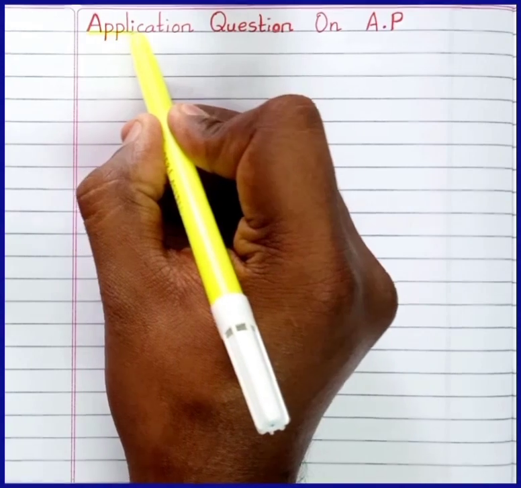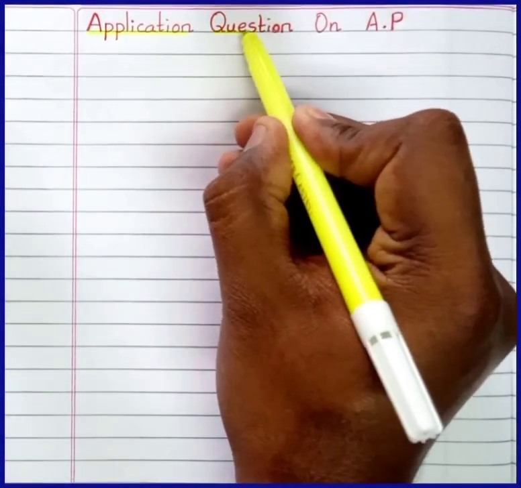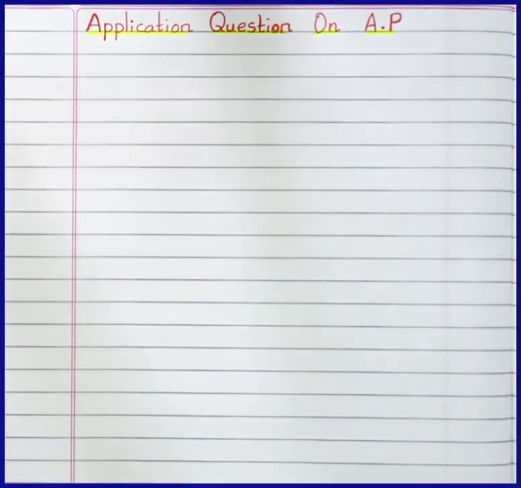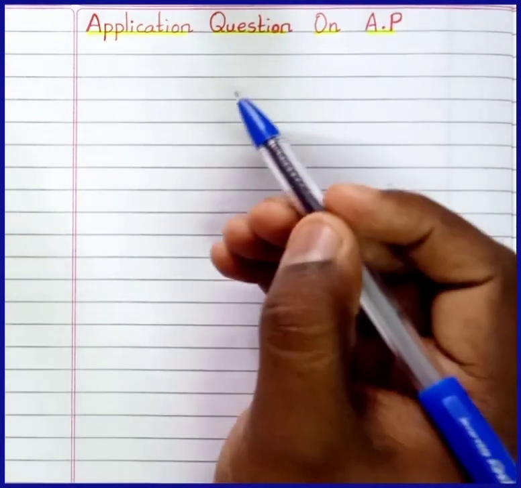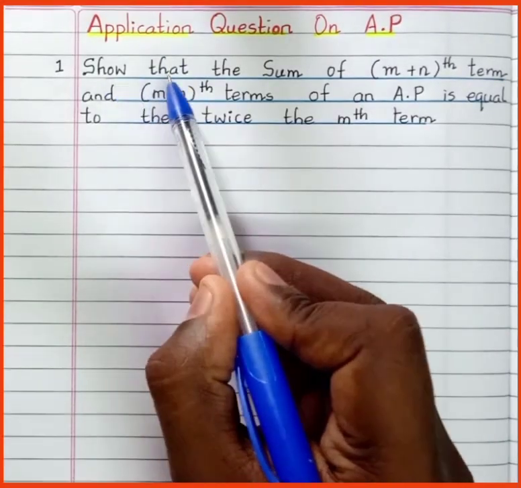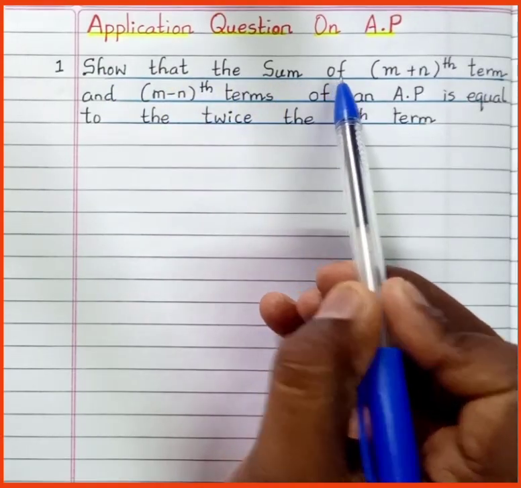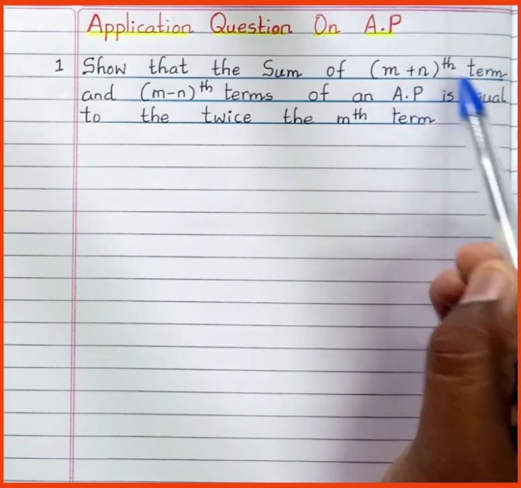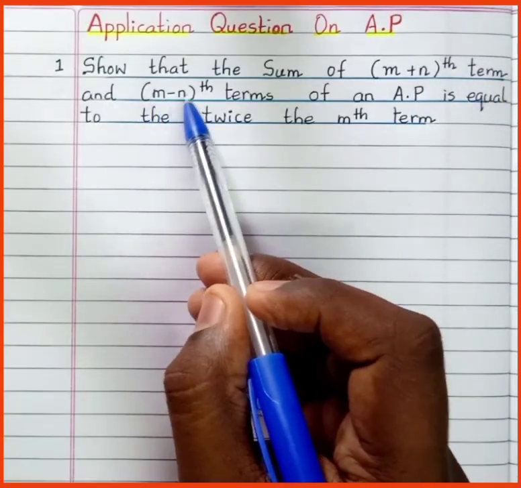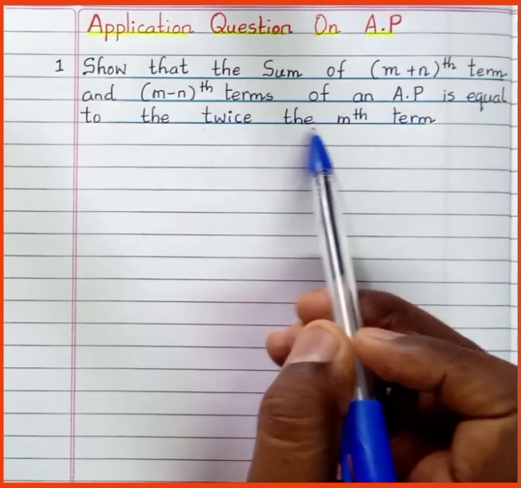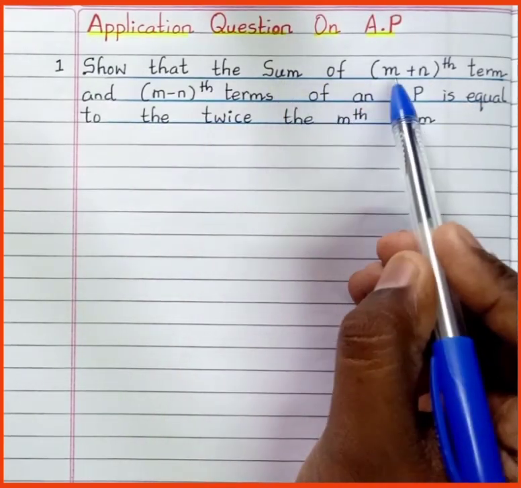In this video, we will discuss an application level question from the unit Arithmetic Progression. As we know, we expect application level questions for the board exam, so we will try to discuss a simple application level question. Show that the sum of m plus nth term and m minus nth term of an AP is equal to twice the mth term.